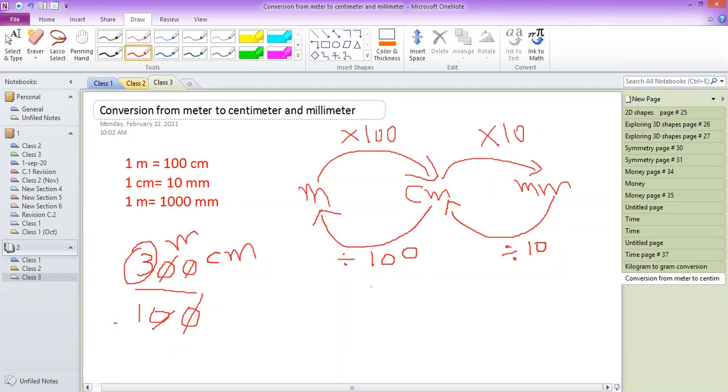And if I ask you, students, if the value is 800 millimeter, find out how much centimeter that is. So you will divide it by 10, like this. This 0 will be cancelled by this 0 and it will be only 80. So you will say, sir, it will be 80 centimeter.